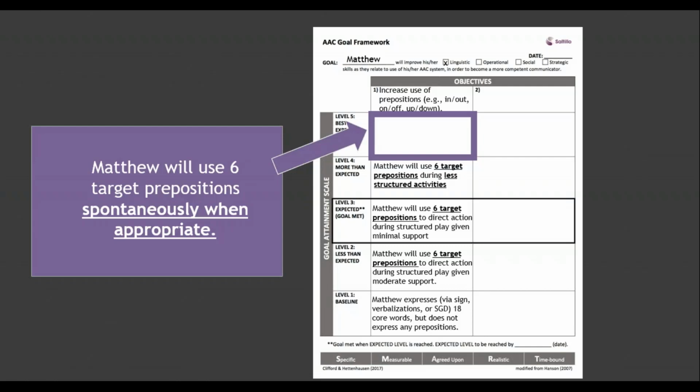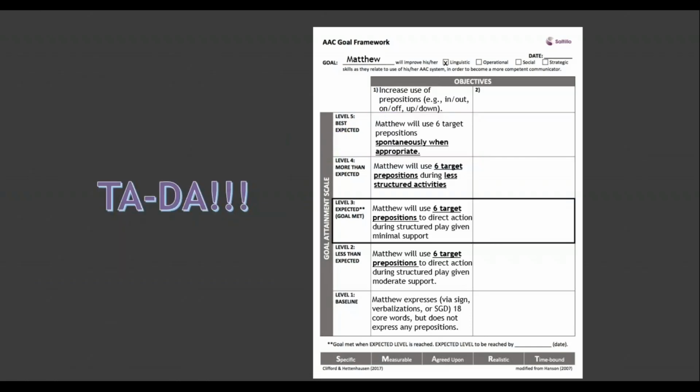For now, we're just kind of getting our general thoughts down, but I love where your head is going. So level 5, we have that Matthew will use 6 target prepositions spontaneously when appropriate. And then there you have it. We have completed one objective with benchmarks for a functional skill for Matthew as it relates to his linguistic abilities.